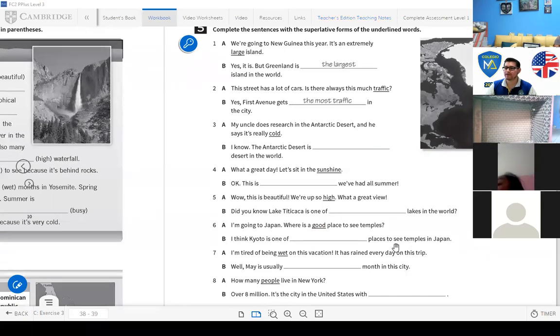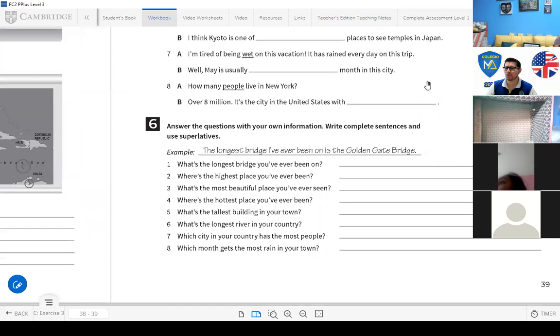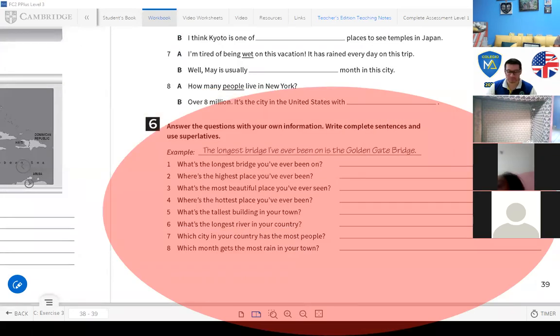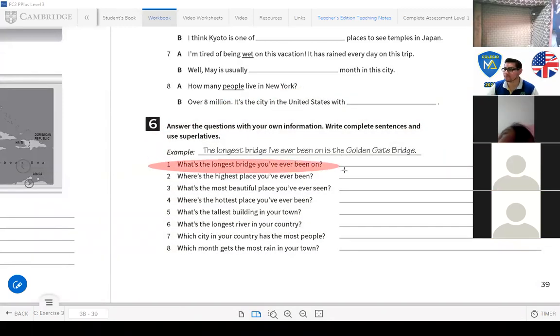Let's erase all of this and let's go to this part. What do we have here? It says, answer the question with your own information. Esto es para responder con tu propia información. Okay, this example. What's the longest bridge you've ever been on? ¿Cuál fue el puente más grande donde tú estuviste? ¿No? The longest bridge I've ever been on is the Golden Gate Bridge.